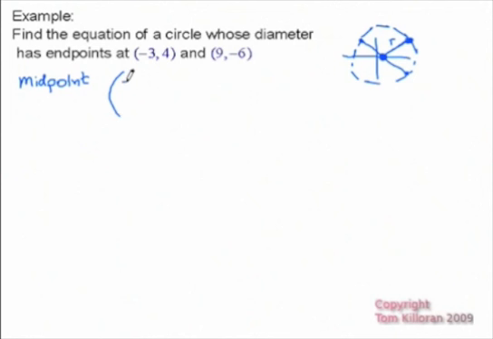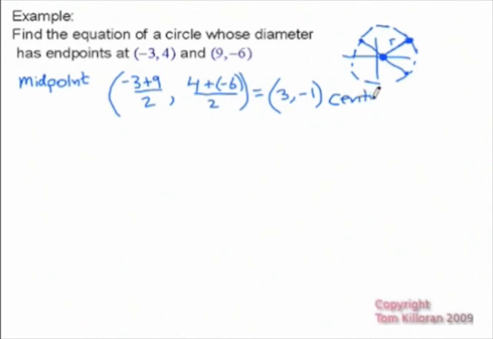So if we average the x's, it would be negative 3 plus 9, and we'll divide that by 2. And then average the y's, that'll be 4 plus a negative 6, and then we'll divide that also by 2. So the midpoint here is going to be 6 divided by 2, which is 3. Over here it'll just be negative 2 divided by 2 is negative 1. So the midpoint, the center of the circle, must have coordinates of (3, -1).